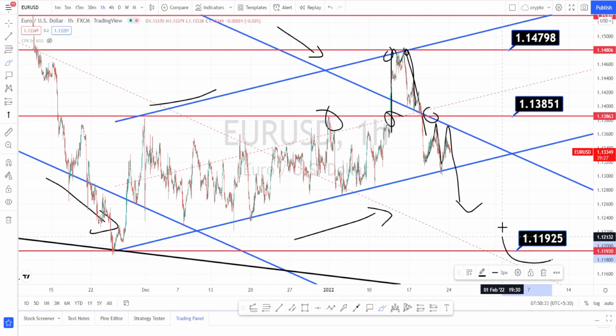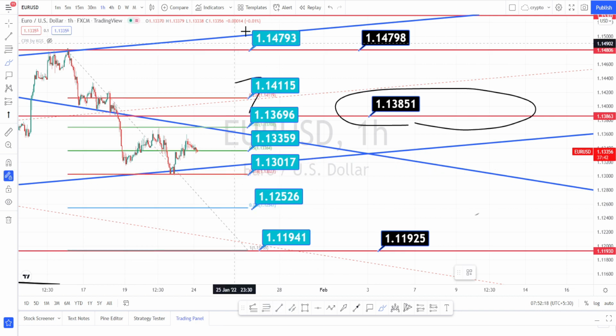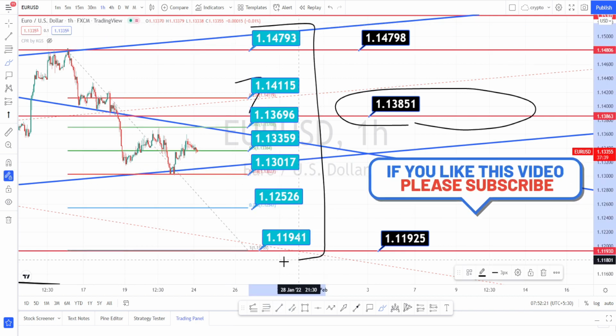Next level of support in the hourly time frame is going to be the higher time frame support level, which is going to be around 1.11925. Let us mark the support and resistance levels. So the values marked in green color boxes are the support and resistance levels.